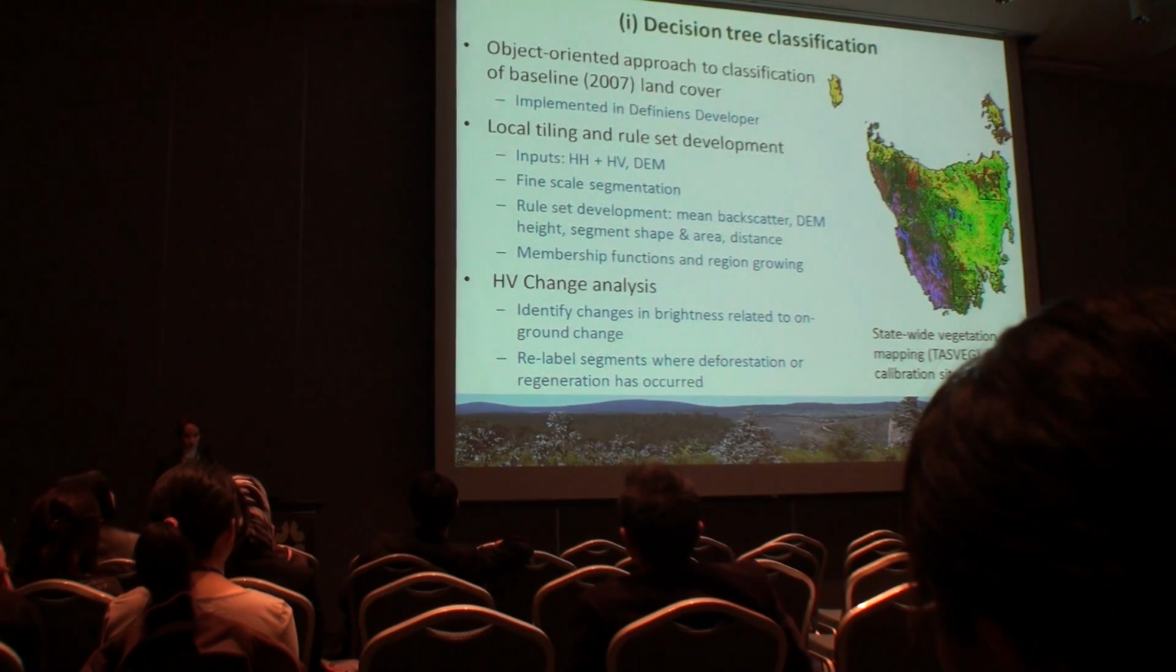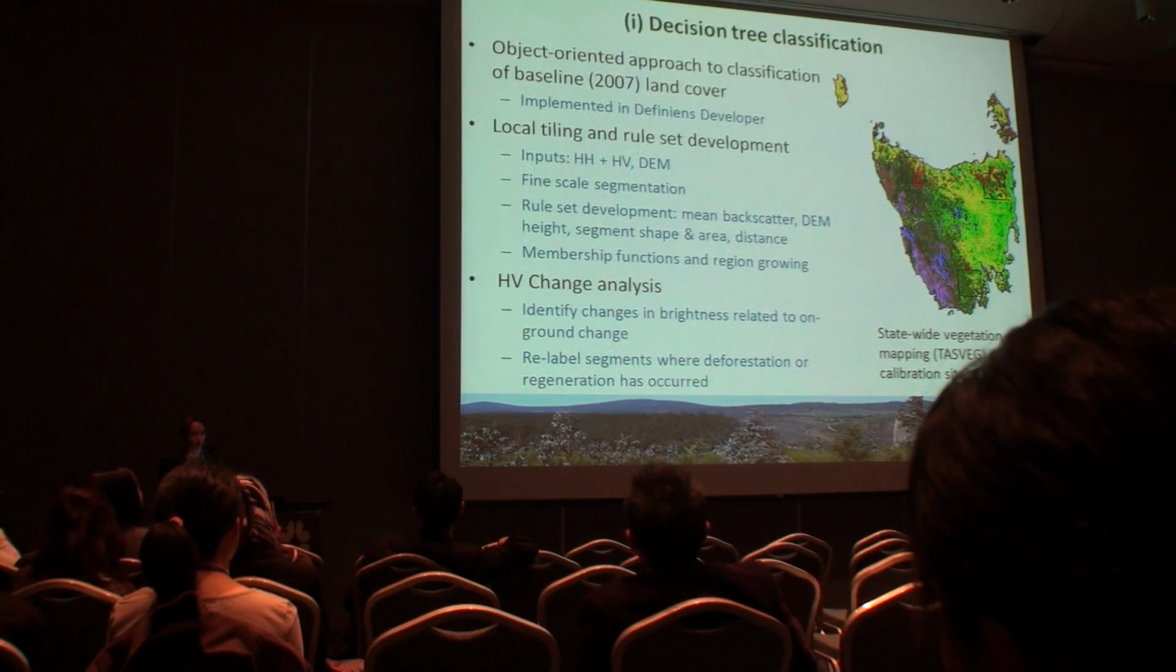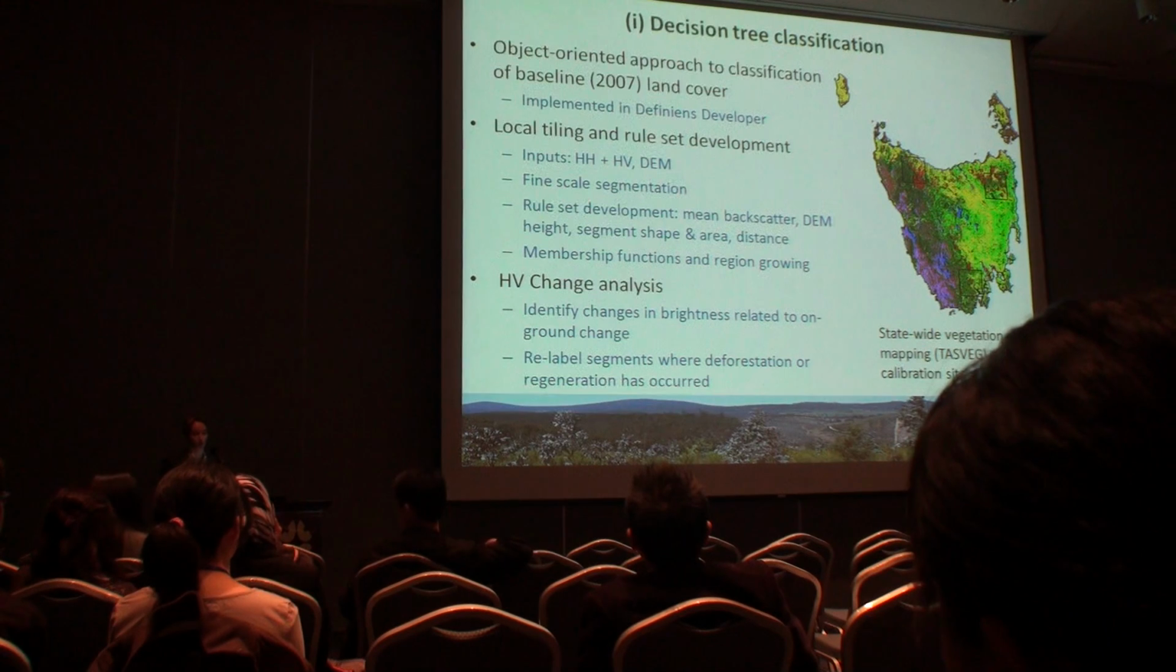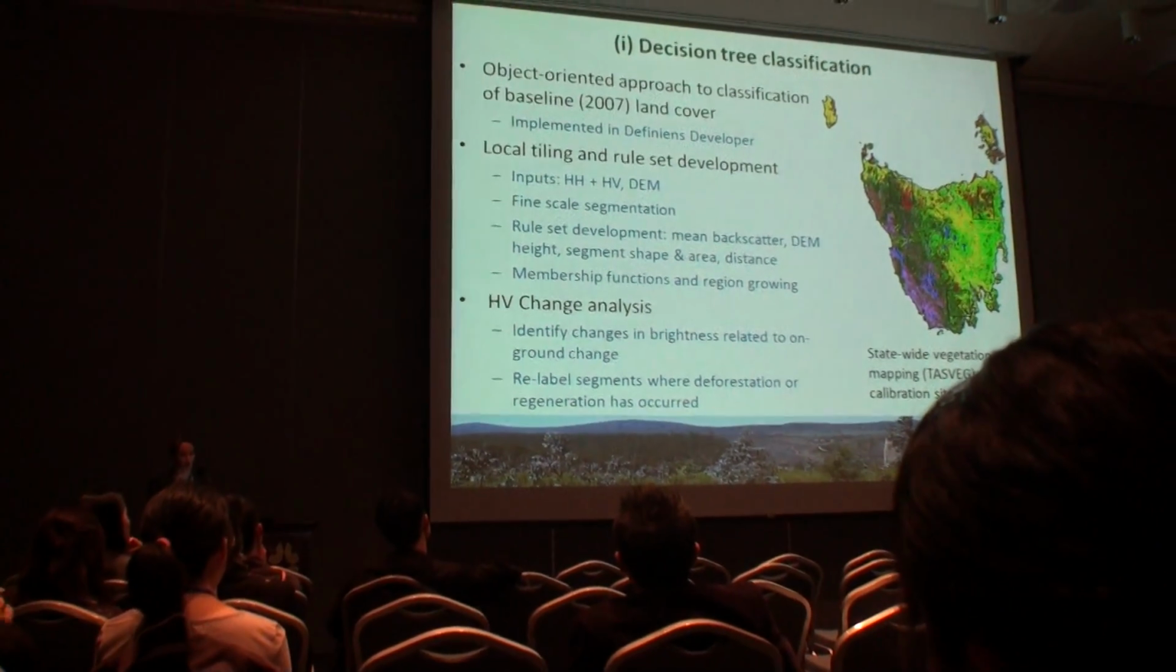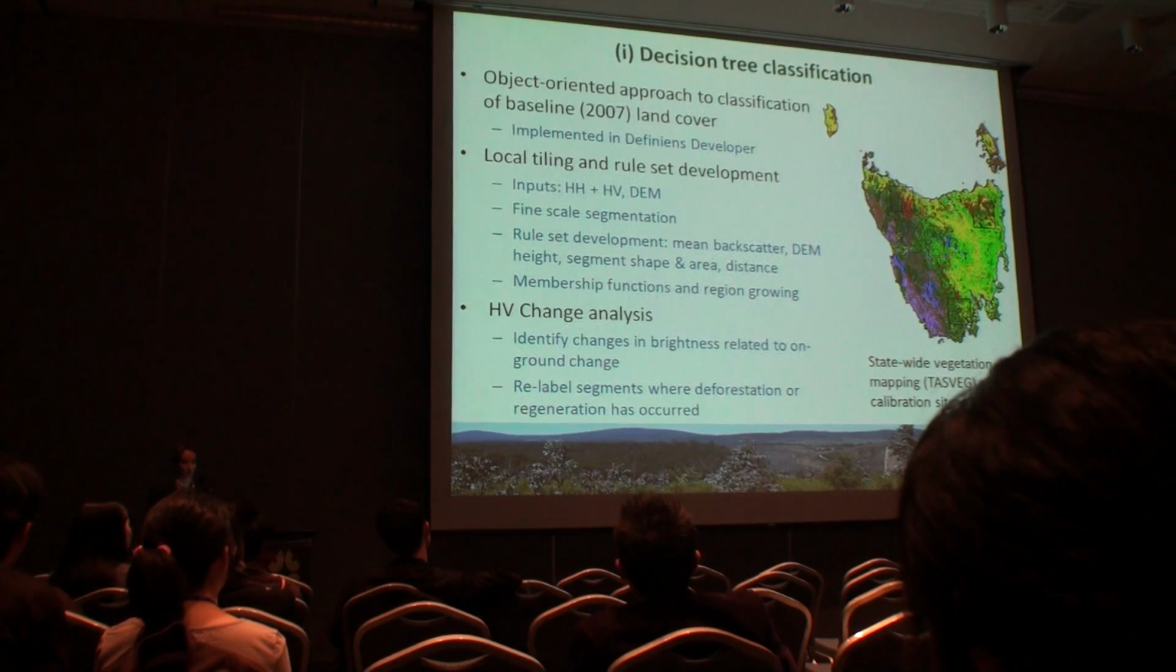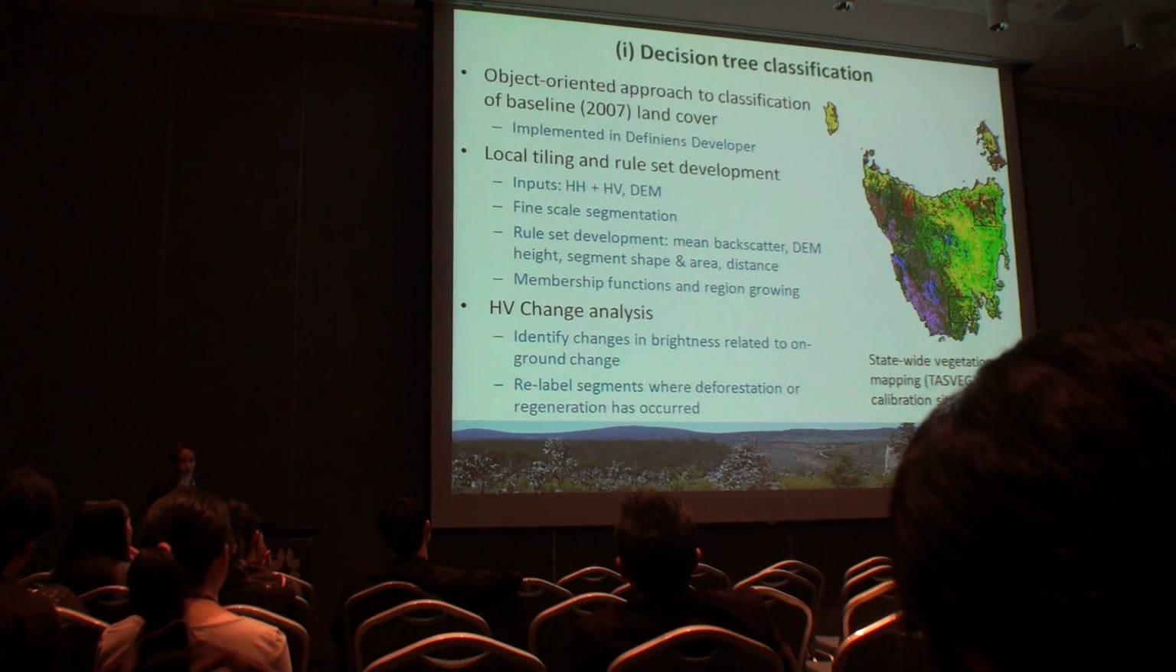Change analysis was used to identify changes in brightness that occur between dates that could be related to on-ground practices. So where you had negative change, this could be related to a change in land cover, which might be associated with deforestation or clearing of some areas, and the positive change, which might be related to normal vegetation growth or perhaps regrowth in some areas that had been felled.